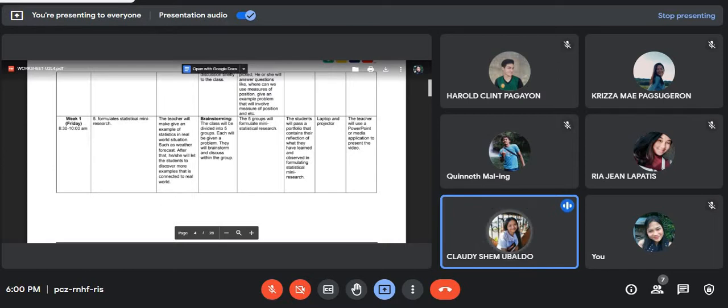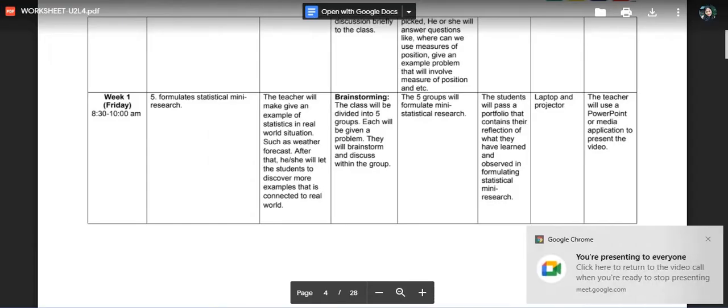For ICT integration, hardware, laptop, and projector will be used by the teacher. Then for the software, the teacher will use a PowerPoint or media application to present the video.